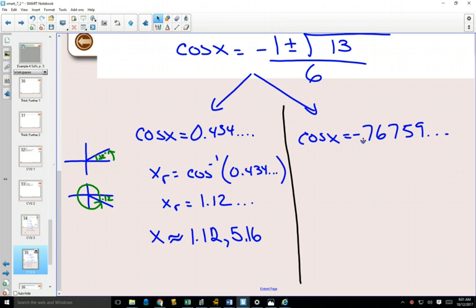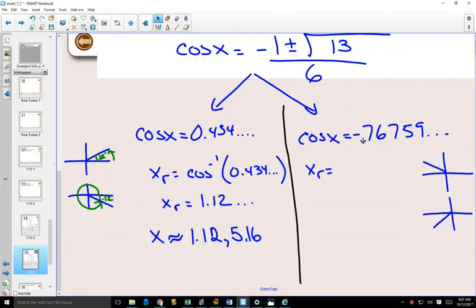We're going to have to find our reference angle. But what does that tell us about that angle x? What quadrants will it be in? 2 and 3. Quadrants 2 and 3. So we can imagine an angle in quadrant 2, an angle in quadrant 3. We're going to calculate our reference angle.